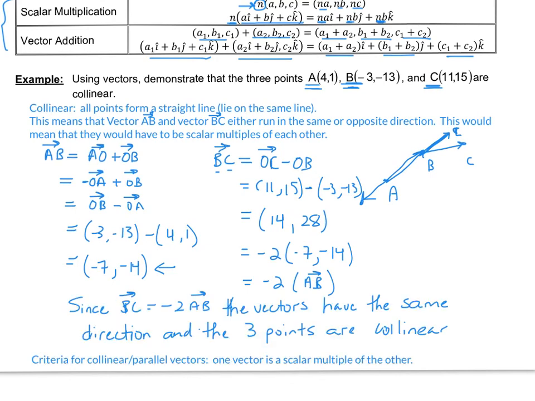So our criteria for collinear or parallel vectors is that one vector has to be a scalar multiple of the other vector, which just means if you've got a vector u, that is k times vector v, the other vector, where k is our scalar. All right, I'm going to start a new video for the next page.